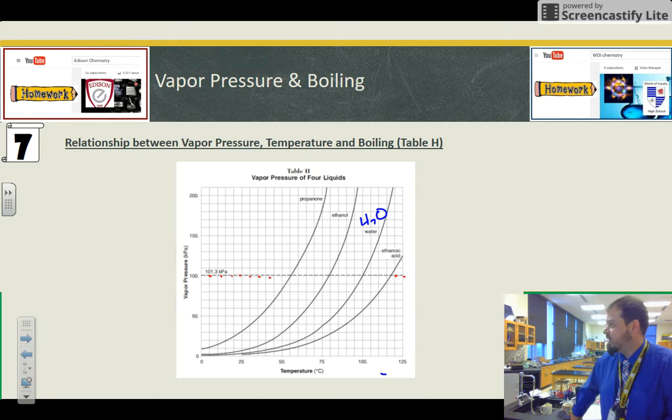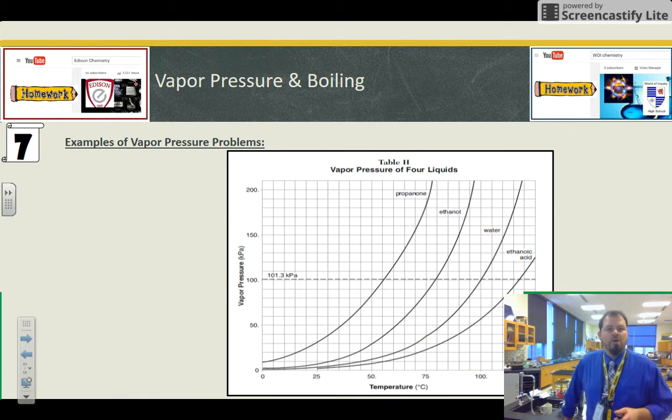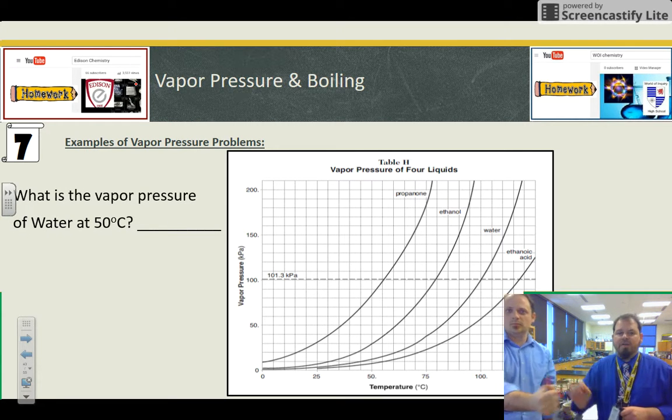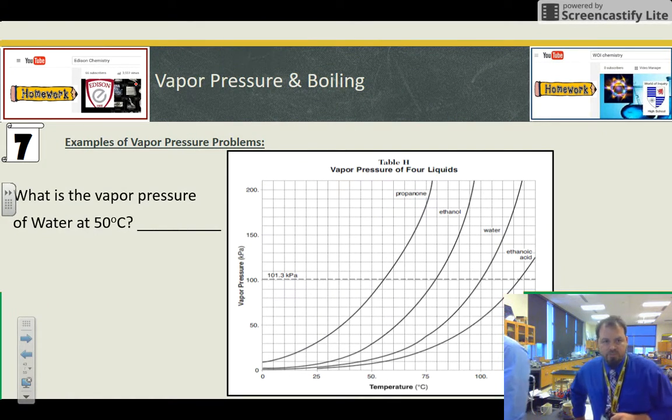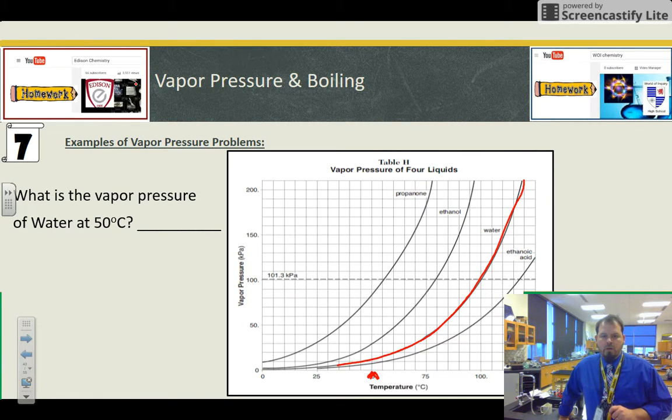We're going to do 2 quick examples of how to do this, and we'll move right along. First off, vapor pressure of water at 50 degrees. So let's find 50, and let's go up until we hit the water line. Water line's right here. Now I rise up until I hit that line, and now we're going to read across. Approximately, is that 5, 10, 15, 20, 25? Nope, 25 is too small. So it's 10, 20, about 10. Approximately 10 kilopascals. Good.